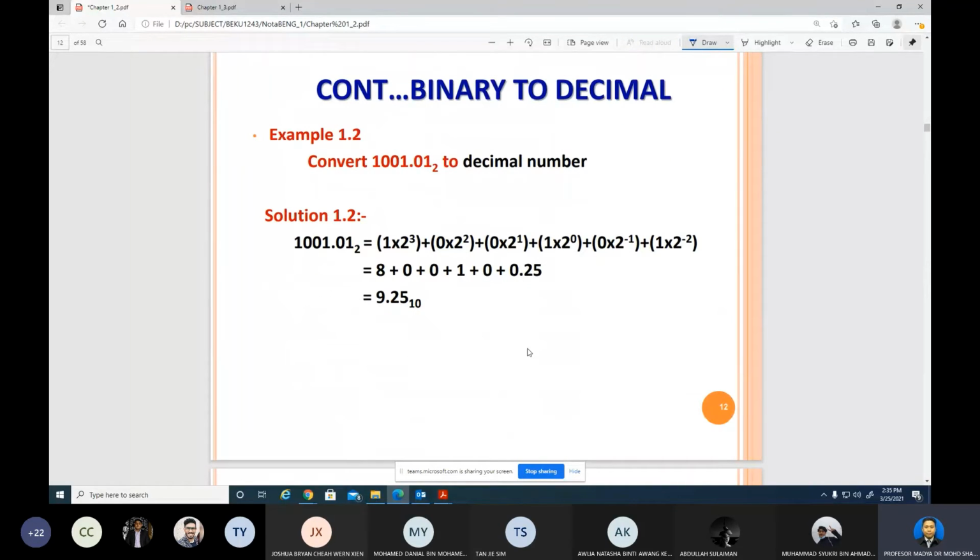You can see this one. This is the manual. This part you can use a calculator straightforward, but this one you have to solve using the manual method. So you have to know this.